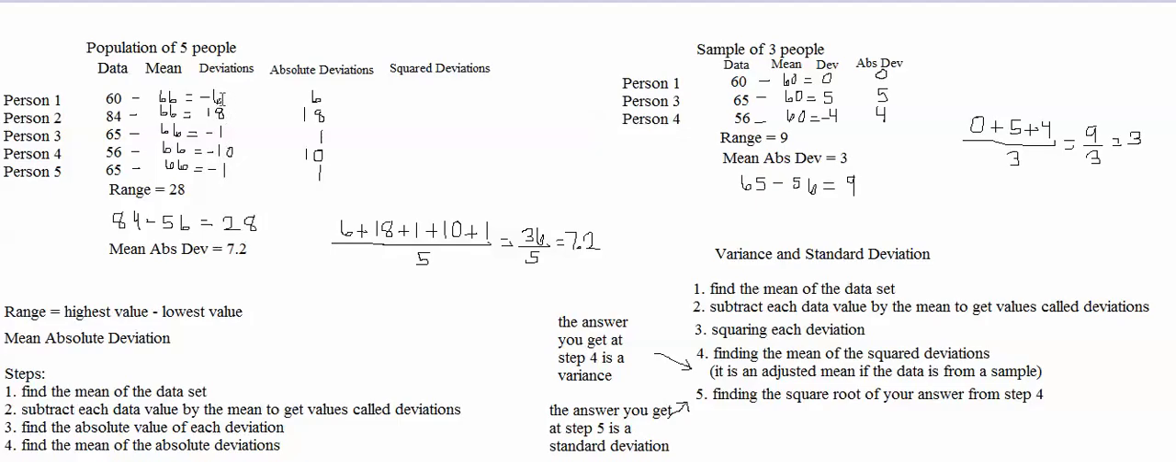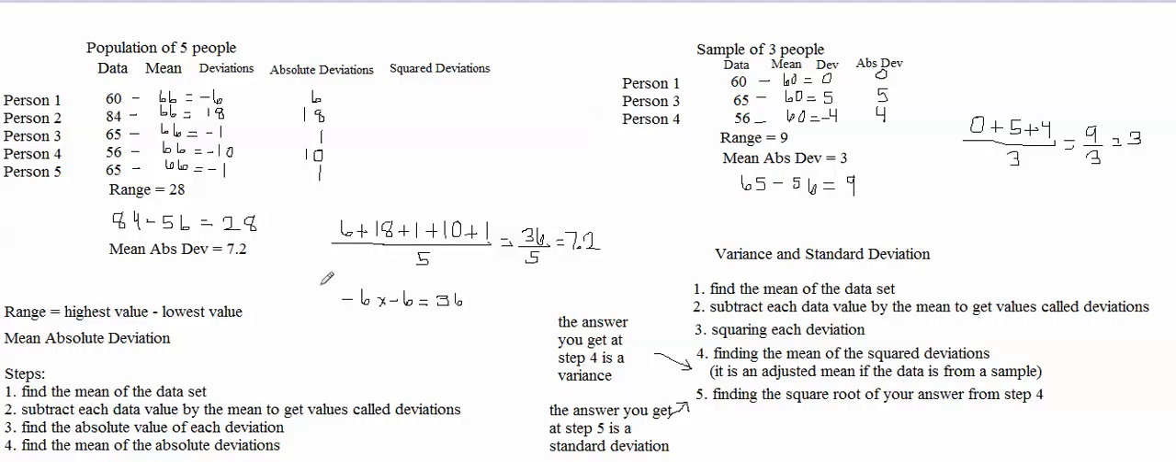What that means is we're just going to multiply each deviation by itself. So first we're going to multiply -6 by -6. When you multiply a negative number by a negative number, you get a positive answer. So -6 times -6 is just 36. You get the same answer that you would have had if you had multiplied 6 times 6.